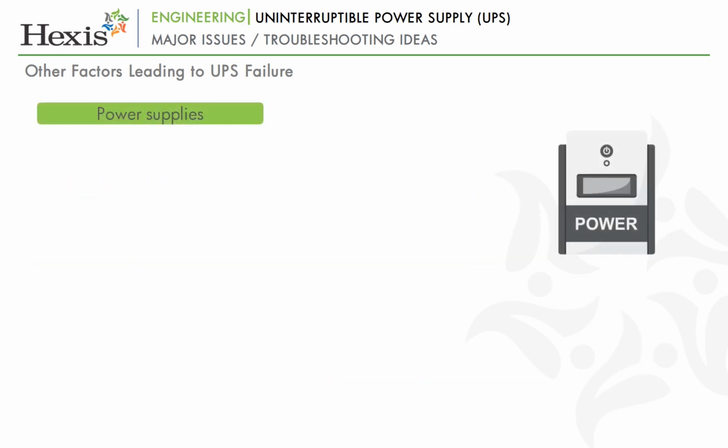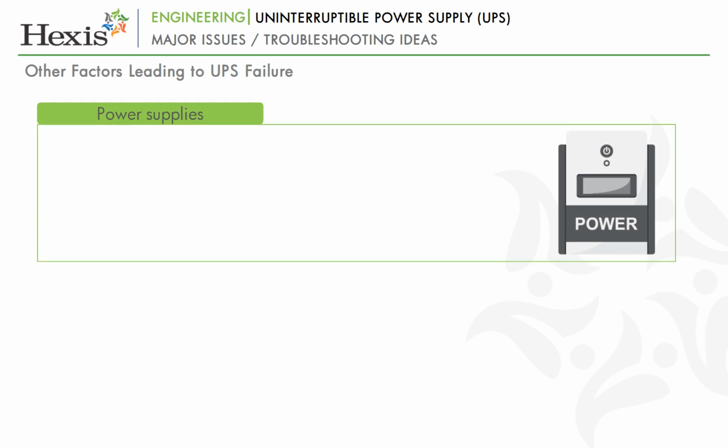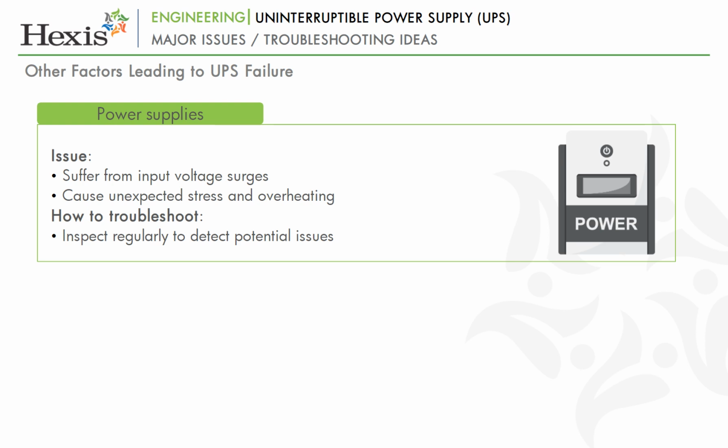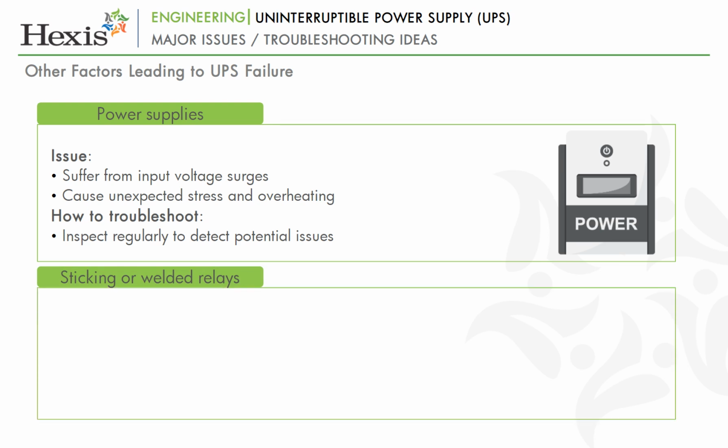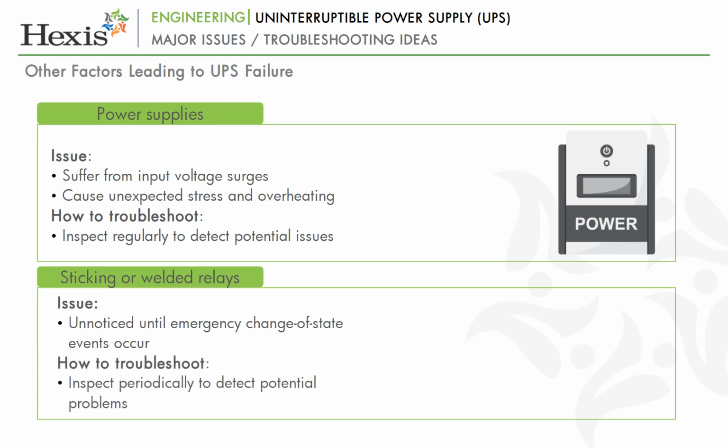Although a UPS may have redundant power supplies, the power supply may suffer from input voltage surges, which can cause unexpected stress and overheating. Thus, it is recommended to have a regular inspection to detect potential issues. Sticking or welded relays may go unnoticed until emergency change of state events occur. Periodic inspections can detect potential problems before they occur.